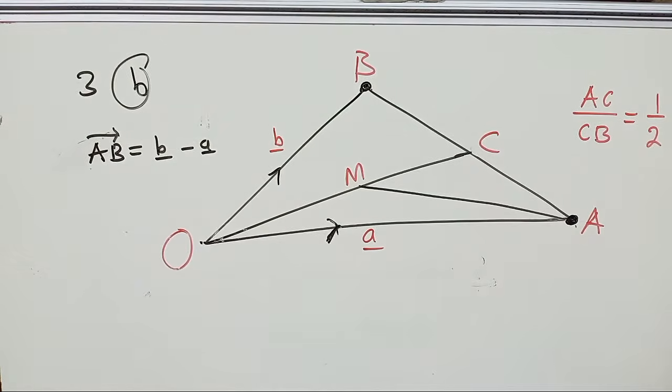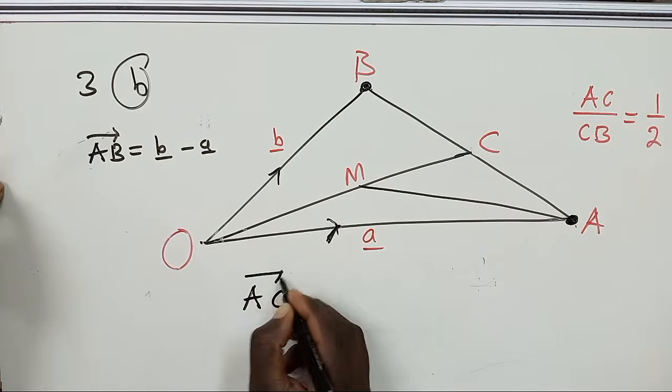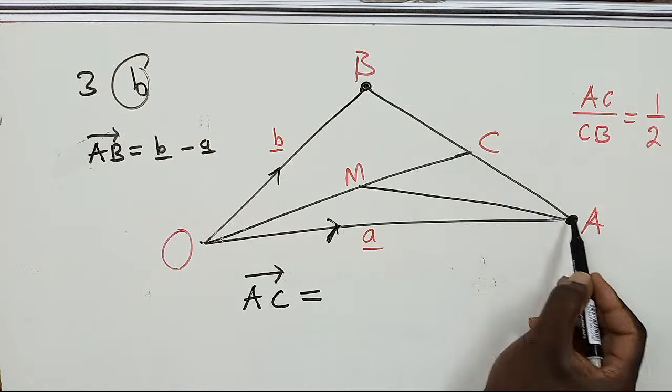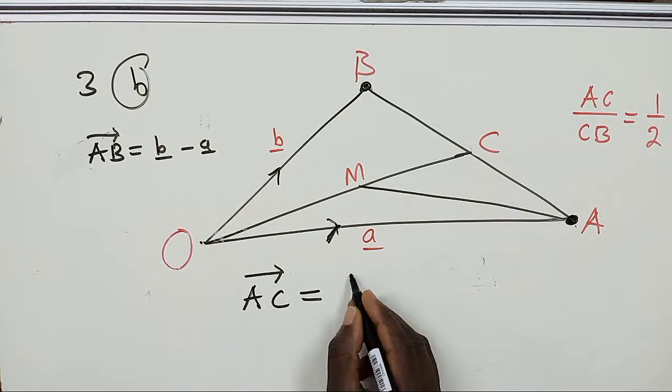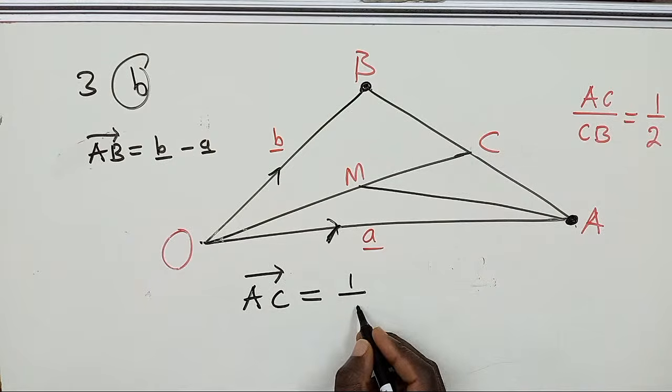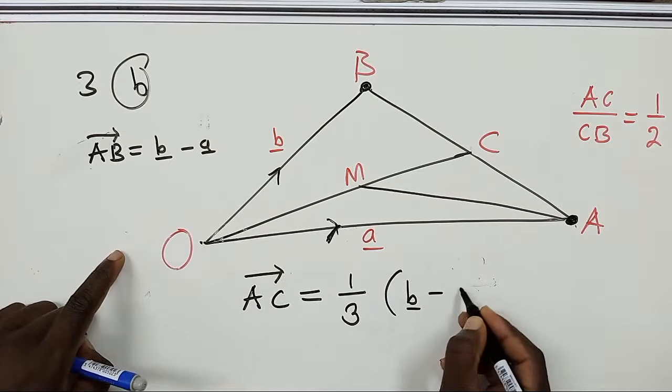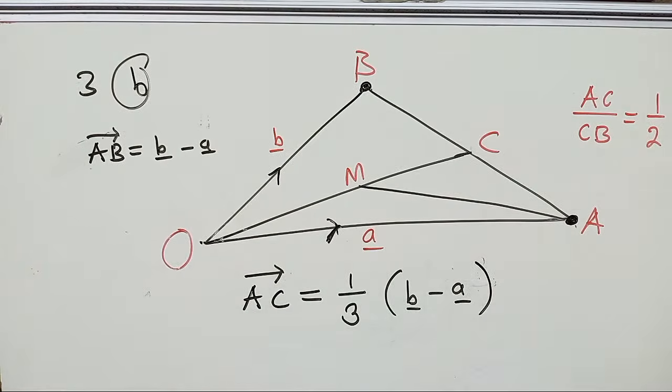Now, for the next question, they're saying we find, or we express in terms of A and B, AC. So AC is right here. There's no need of calculations here, people. So the solution for AC is 1 over 3 multiplied by B minus A, like that.